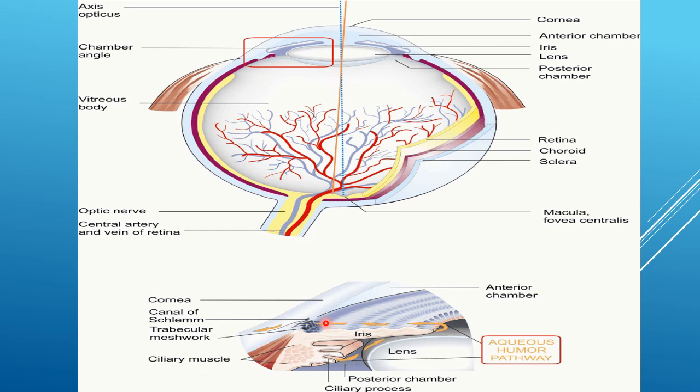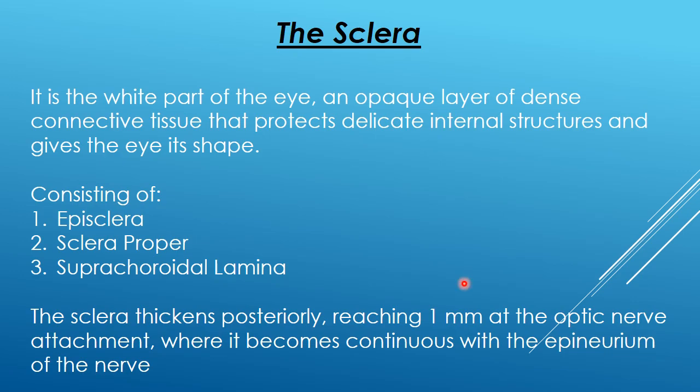So at this area, if you see the histological structure of the sclera, it is composed of 3 important layers: the episclera, the sclera proper, and the suprachoroidal lamina.